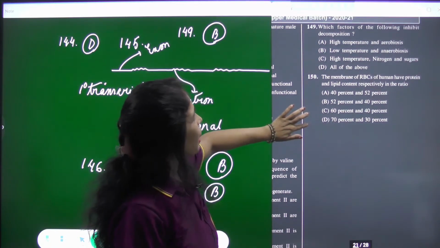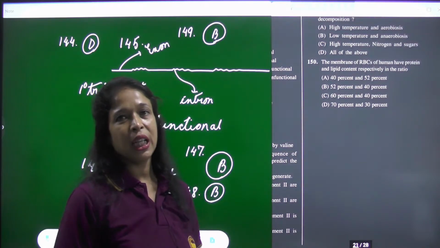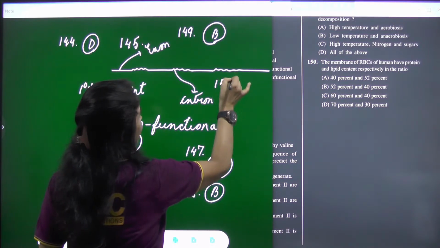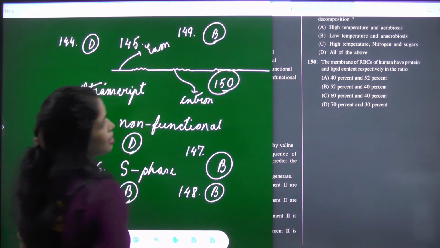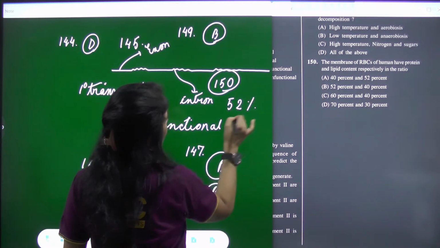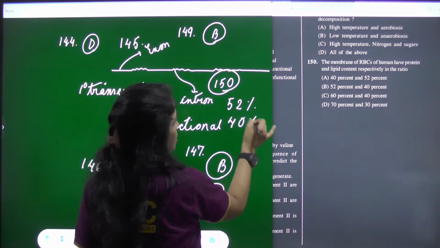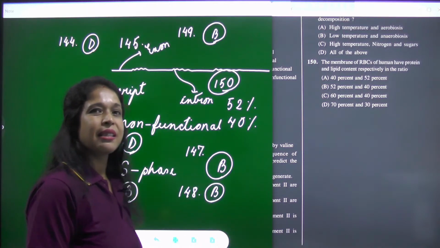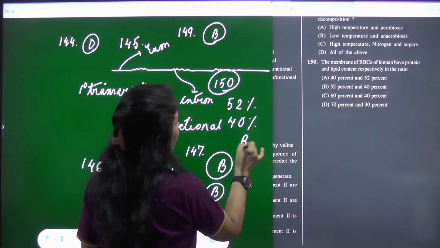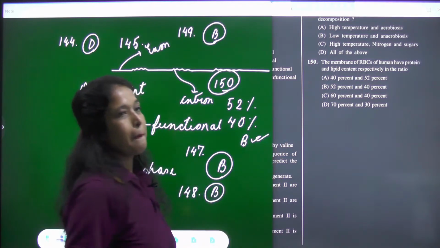150, the membrane of human RBC, protein and lipid content. So it's a direct question from your book, the percentage is given. This is 52% protein and approximately 40% lipid for the cell membrane of RBC. So for 150, the answer will be the second option.